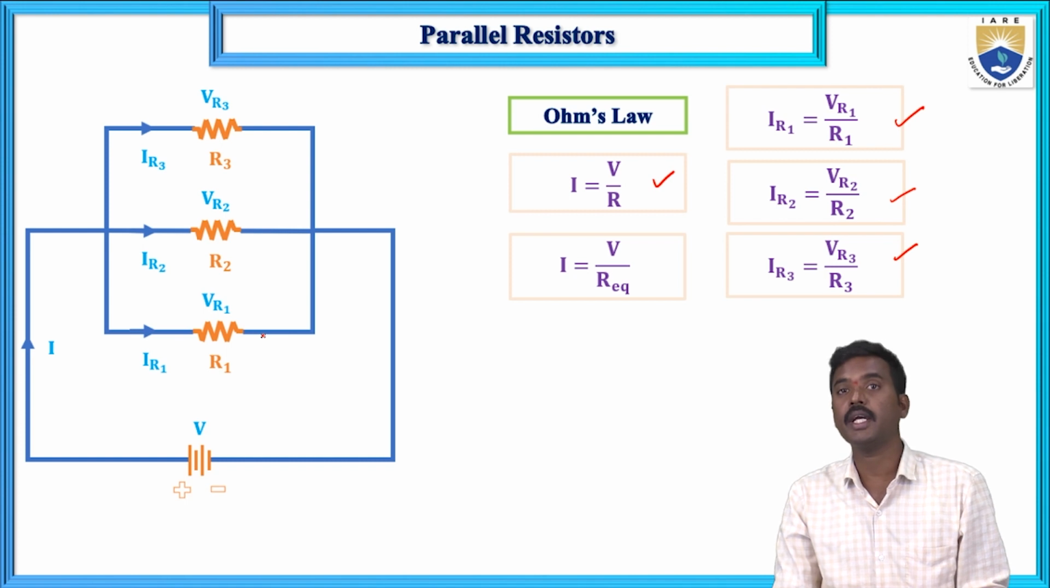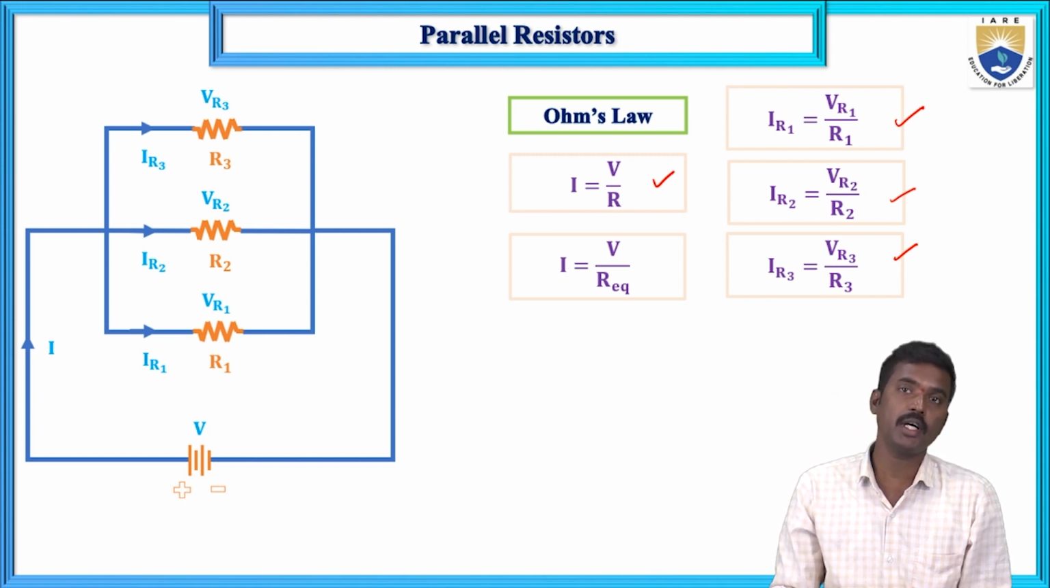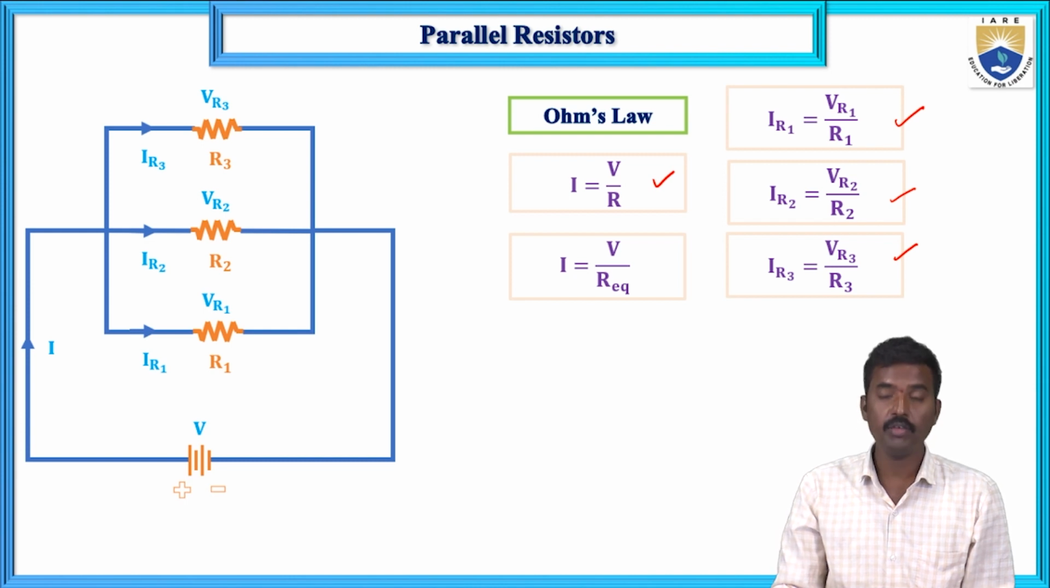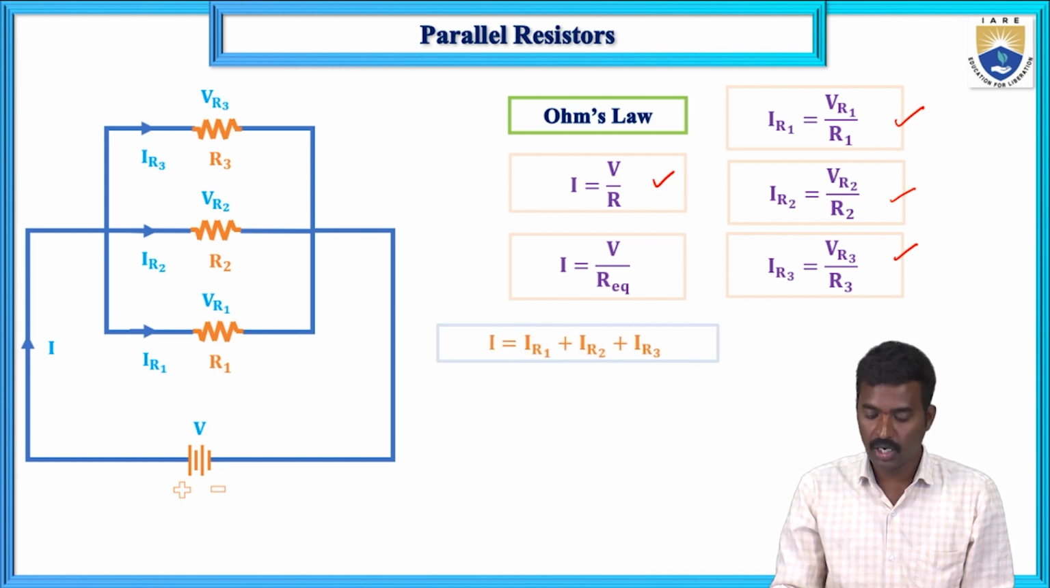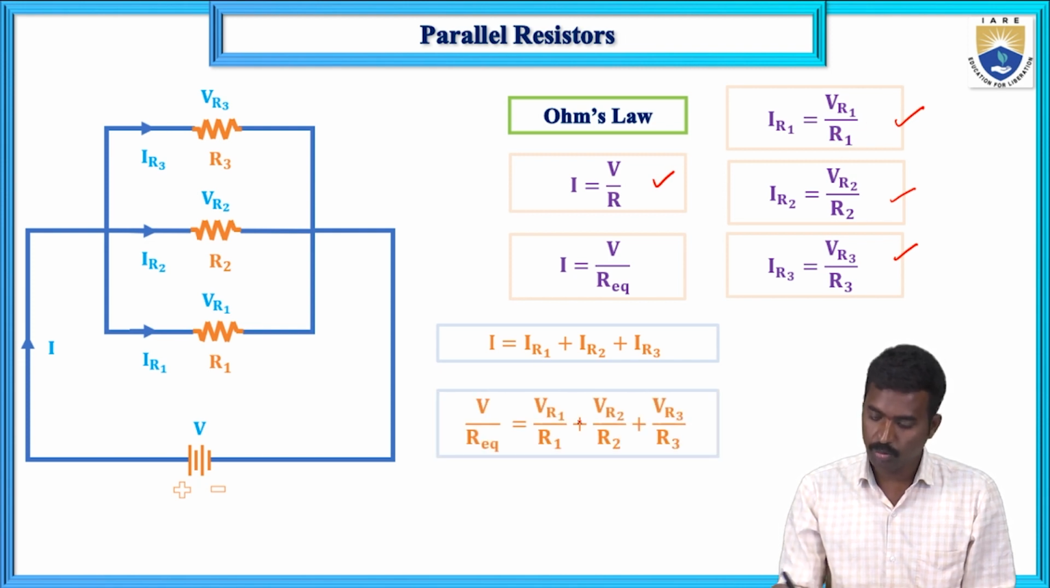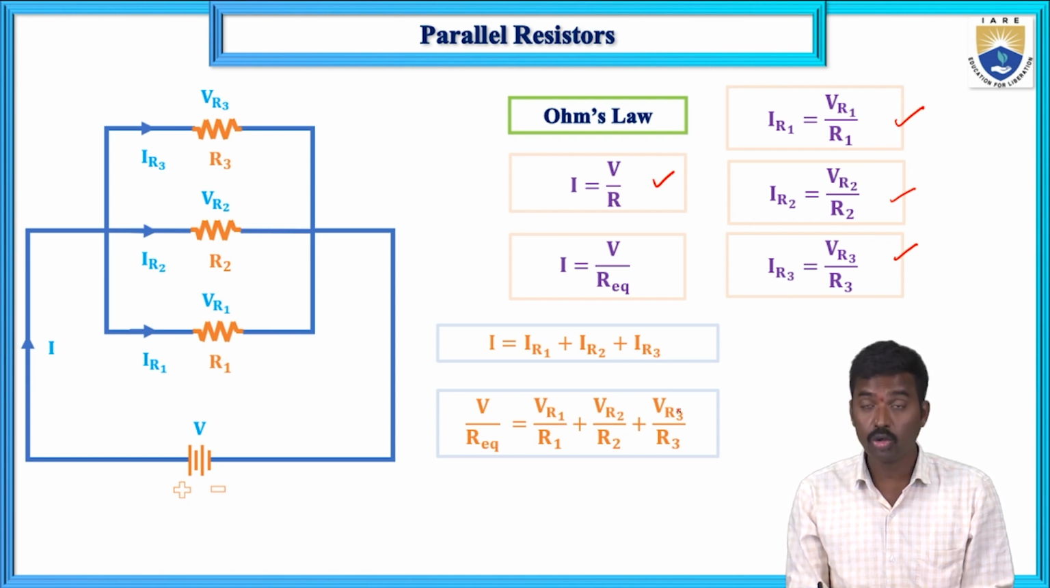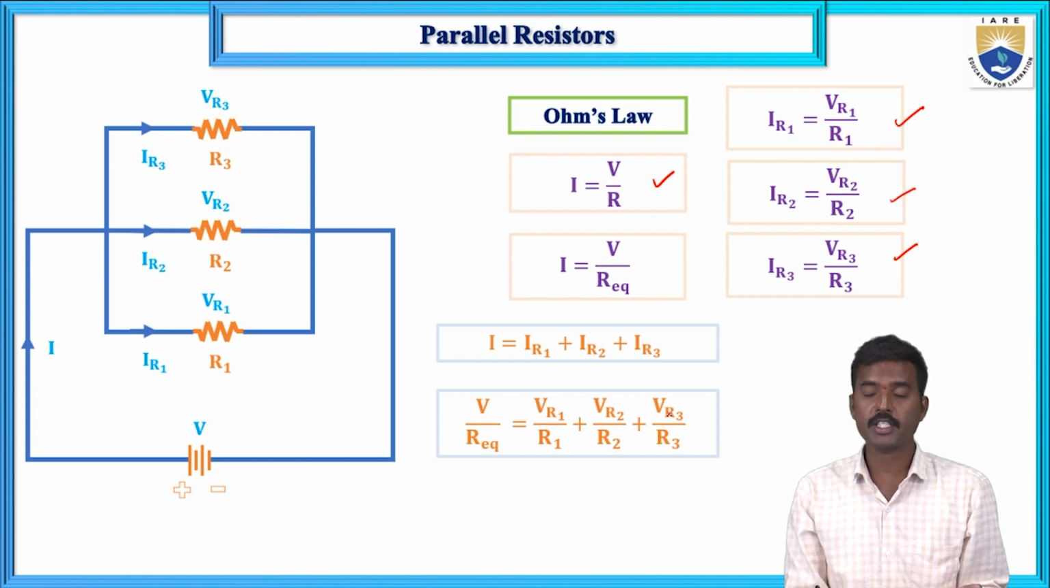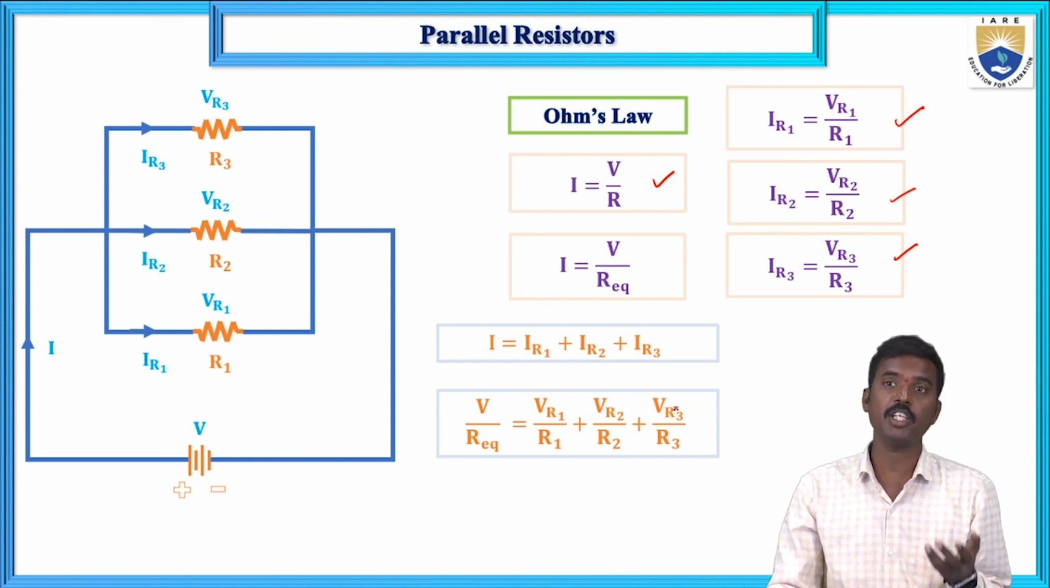Now, in the parallel connection, the second property is that the supply current equals the sum of the individual currents, so I equals IR1 plus IR2 plus IR3. If you substitute, IR1 is VR1 by R1, IR2 is VR2 by R2 and IR3 is VR3 by R3. Next, I equals V by R equivalent. Now VR1 equals VR2 equals VR3. The same voltage is developed across each element. So that is the parallel connection first property.